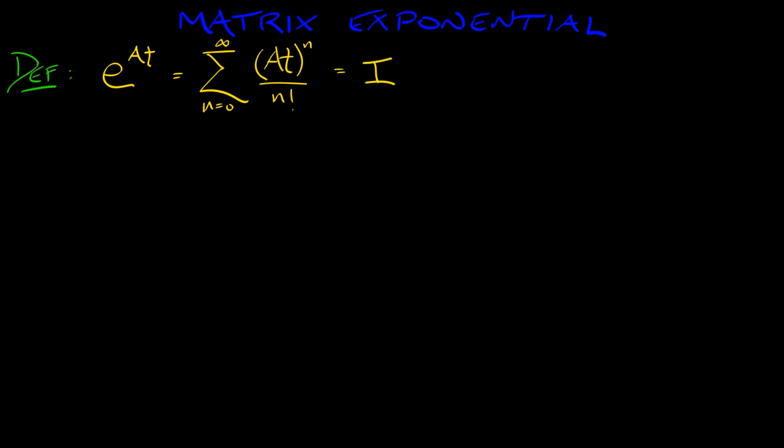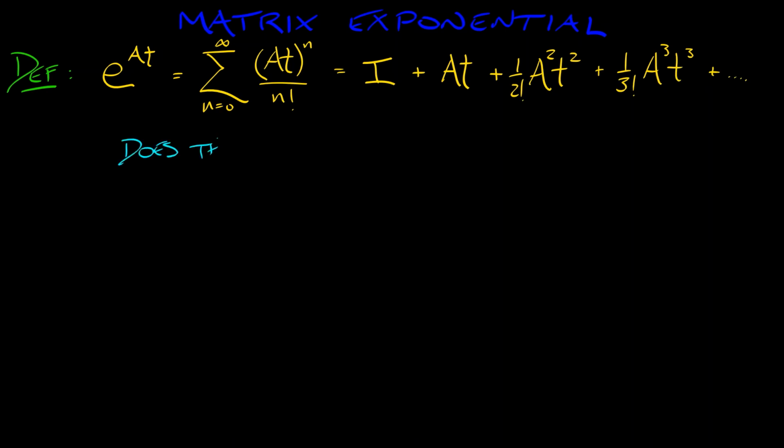Then I add to it what I get at n equals 1. That is a times t divided by 1 factorial, just a times t. Then I have 1 over 2 factorial times a squared t squared. And that makes sense because a is a square matrix. I can multiply a by itself. Likewise, 1 over 3 factorial, a cubed, t cubed, etc., etc. This keeps going. Now, remembering what we did in calculus class, does this converge?